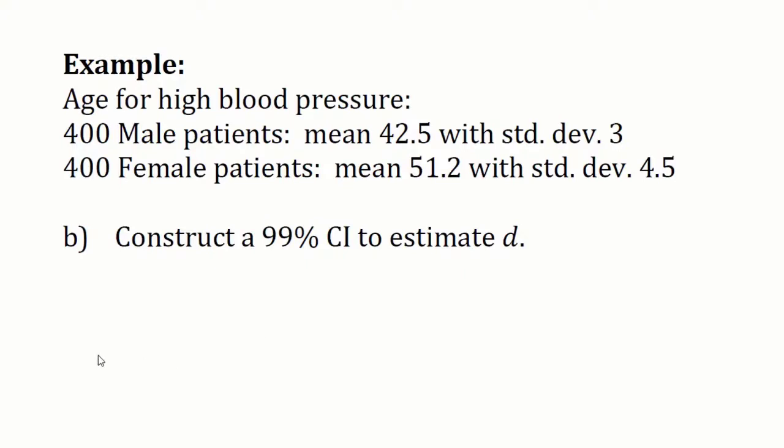And now, in the same example, let's look at part B of our current example. And so all that information or all those descriptions regarding the two samples remain exactly the same. And so now part B of our current example, the question is asking us to construct a 99% CI, here CI stands for confidence interval. So we want to construct a 99% confidence interval to estimate D.